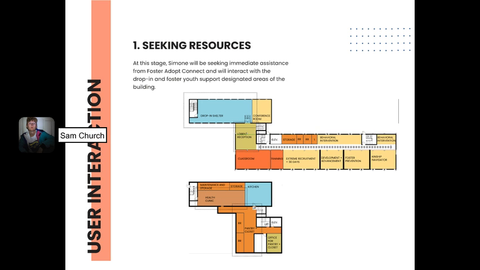Stage 1: Seeking resources. As Simone begins utilizing Foster Adopt Connect, she'll primarily interact with the drop-in and foster youth portions of the building. She'll stay mostly on the west side of the structure as she uses the shelter, health clinic, and pantry to get back on her feet.